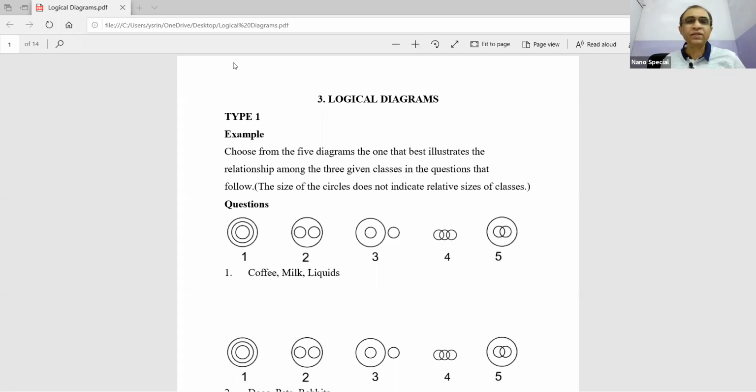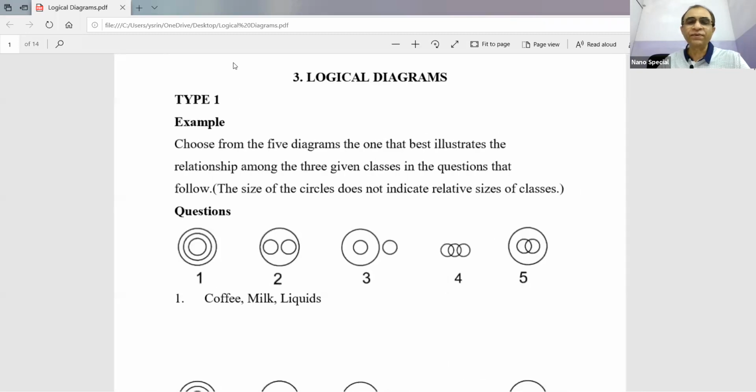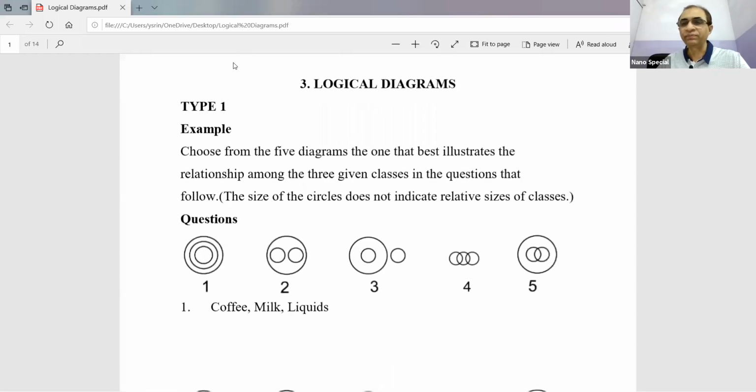So with that, let's go on to today's topic, which is logical diagrams. I don't have to give too much of introduction to it. Let us look at the first question. This is the first question. Now, there are 5 diagrams out there. We need to find out which figure gives the relationship in the diagrams.